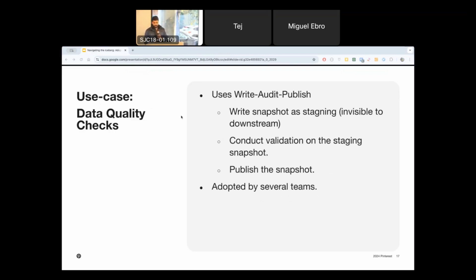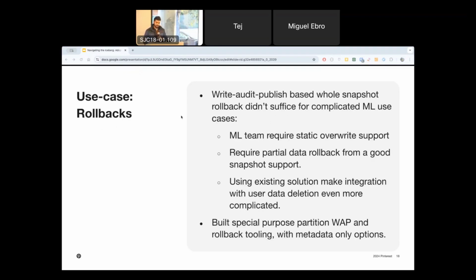Data quality checks is another use case where we utilize write audit publish. It's adopted by several teams, but that particular use case doesn't really suffice for our machine learning platform teams. It was initially machine learning platform teams, but now a lot more teams are asking for support where they don't want to roll back a snapshot. They want to roll back part of the snapshot.